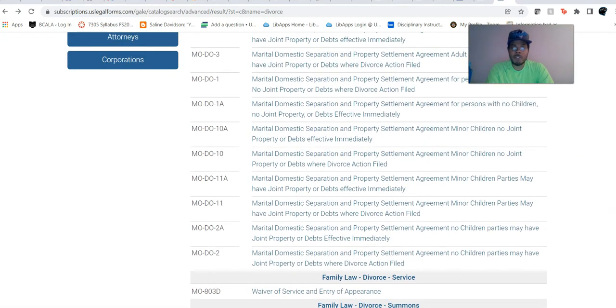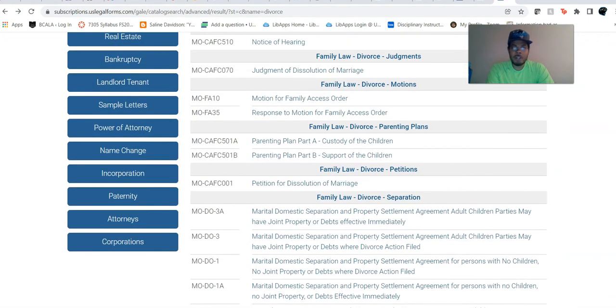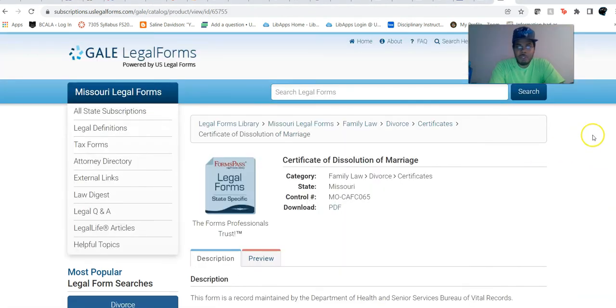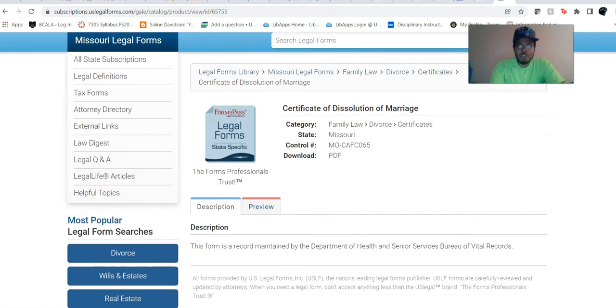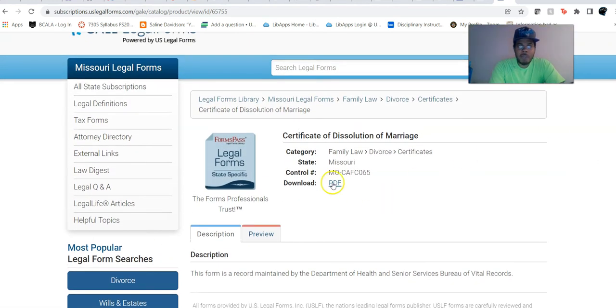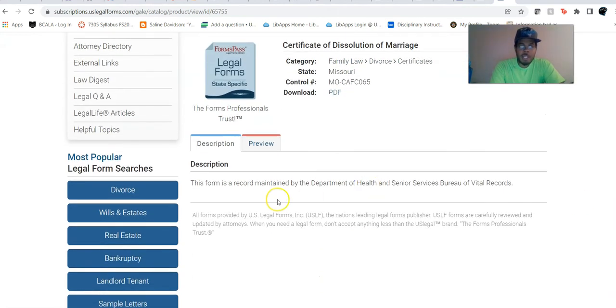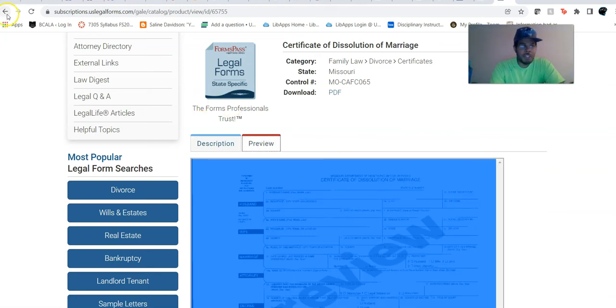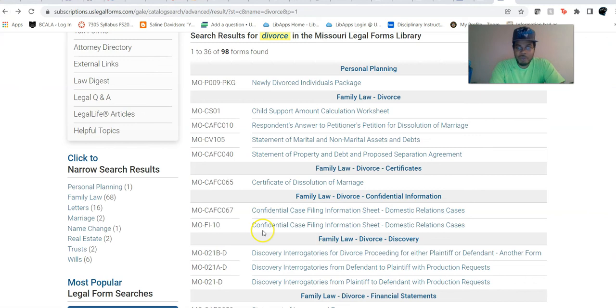But let's say, for instance, that we wanted to, actually, let me pause and find a good one here. This certificate for dissolution of marriage is probably the best one for me to pick. So when you click on one that you want, a lot of times they'll have both Word and PDF formats. I see that this one only has a PDF format, but you get a nice little description, and the description will let you know whether this particular form is the form that you really should be filling out for what you're trying to accomplish. Actually, I don't like this example, so let's go to another one.